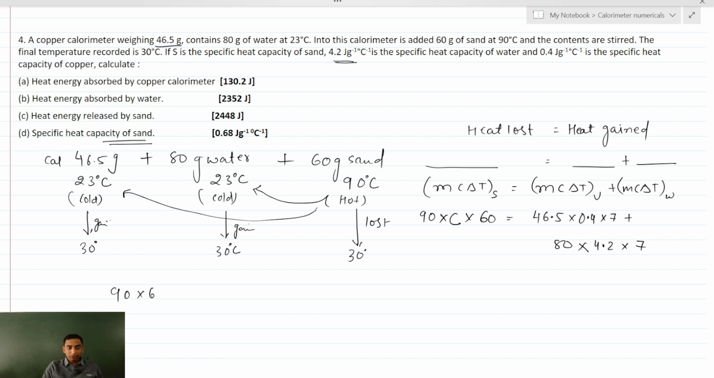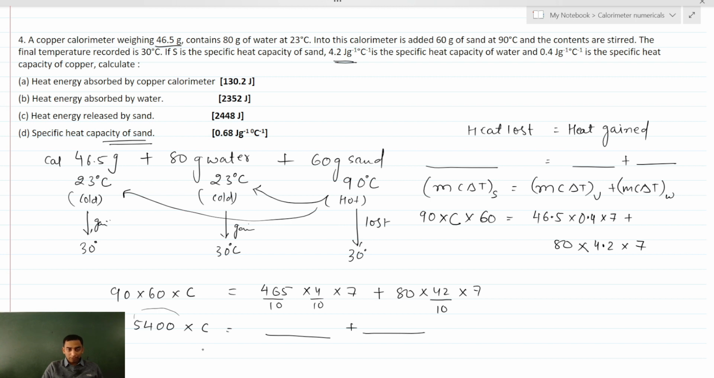So 90 into 60 into C, that is equal to, this can be written as 465 by 10 multiplied by 4 by 10 multiplied by 7, and this can be written as plus 80 into 42 by 10 times 7. Okay, so now this becomes a pretty easier problem. So now 6 nines are 54, so 5400 into C is equal to this number, right? This multiplication plus this multiplication.